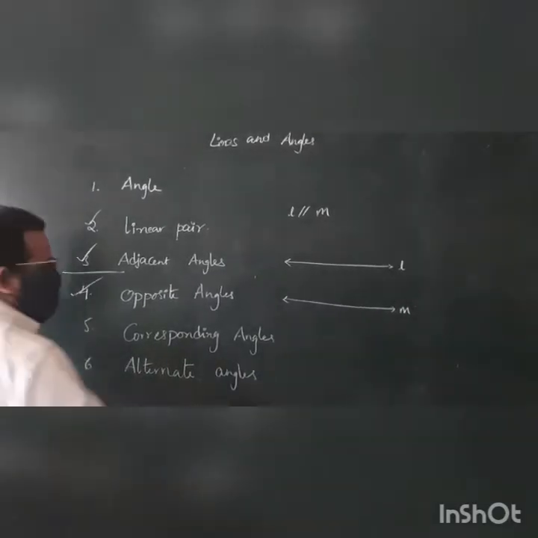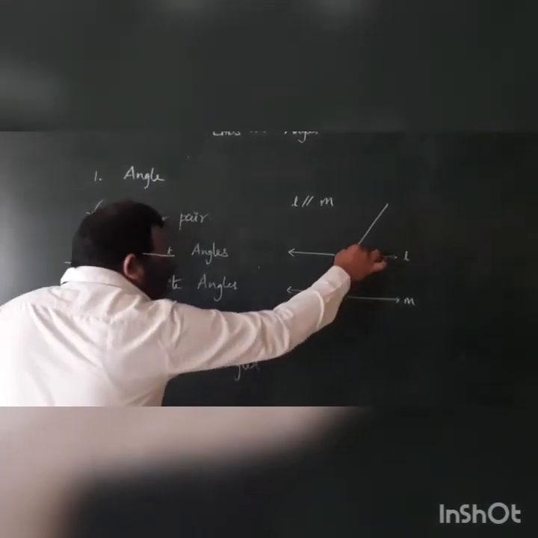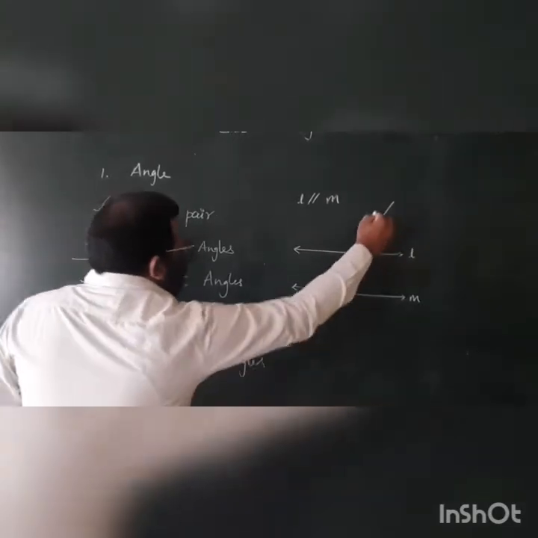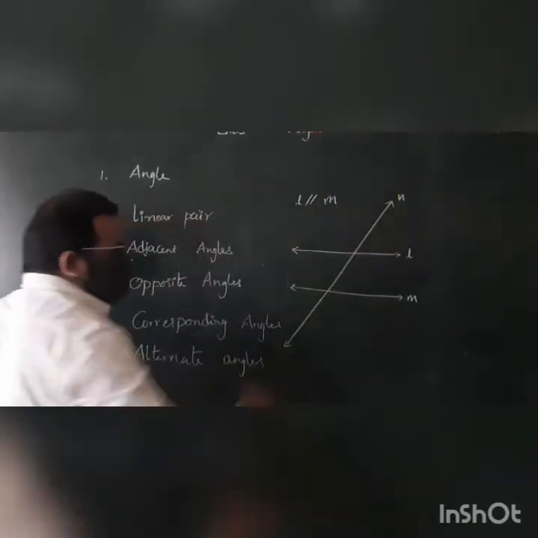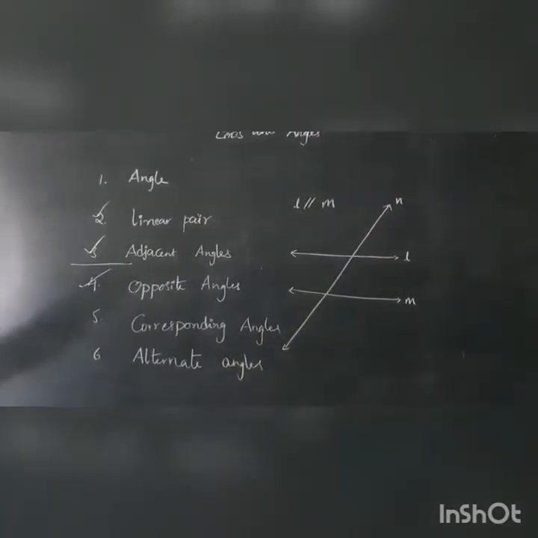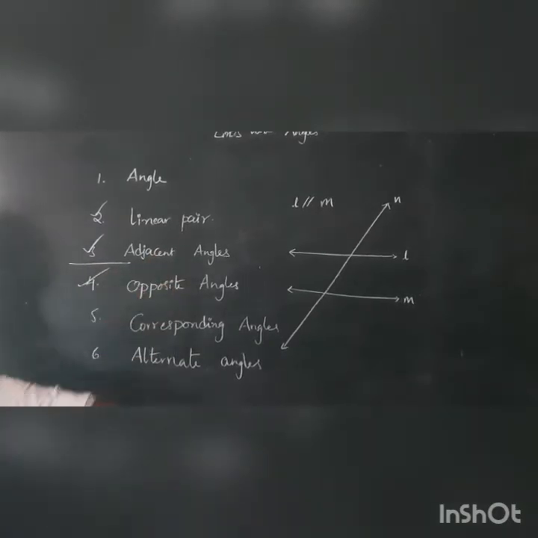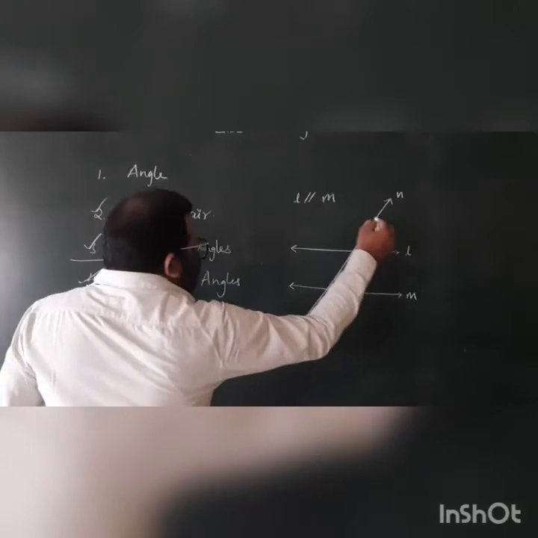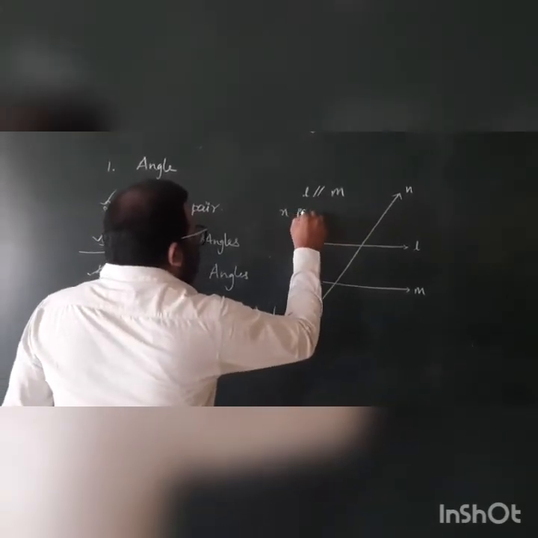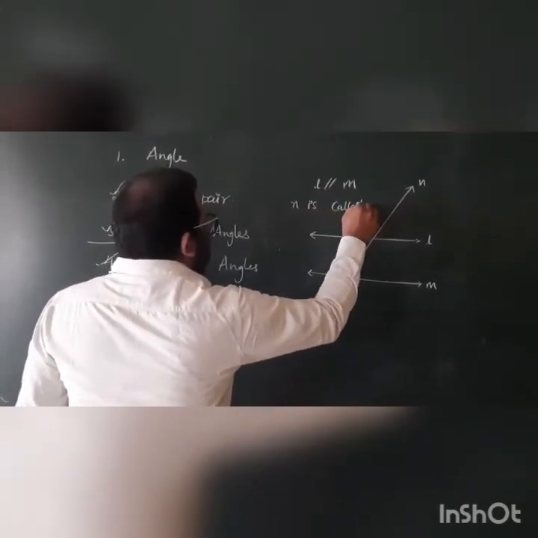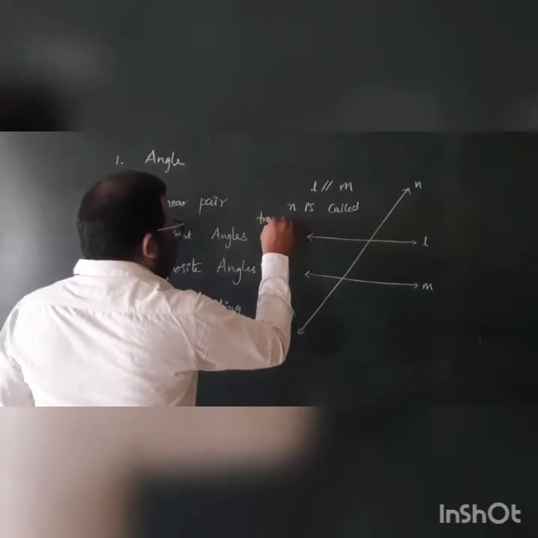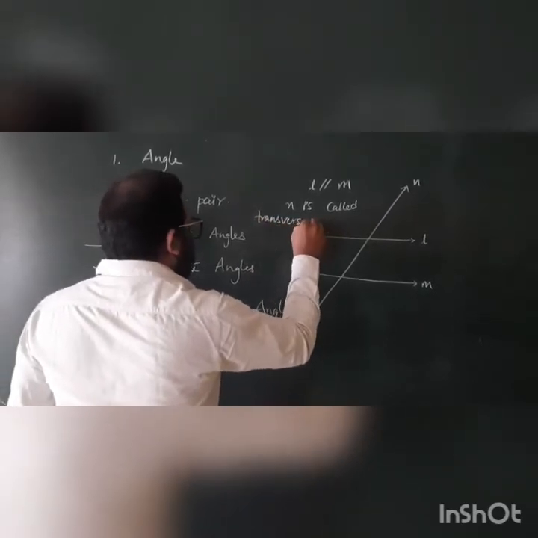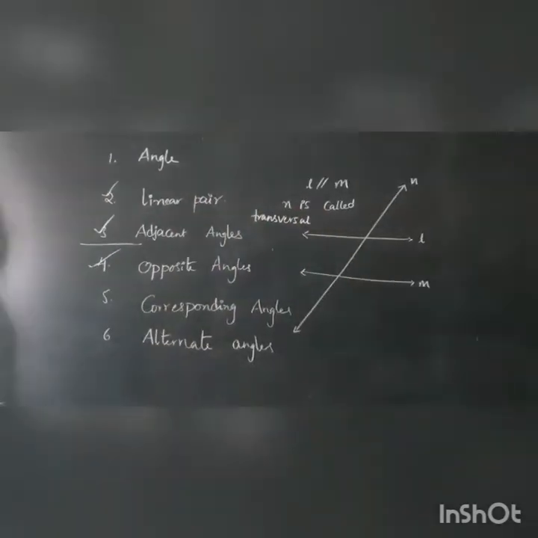Now I am taking one more line which is passing through both the lines. I have taken another line that is passing through L and M. So this N is called a transversal. This N is called a transversal.